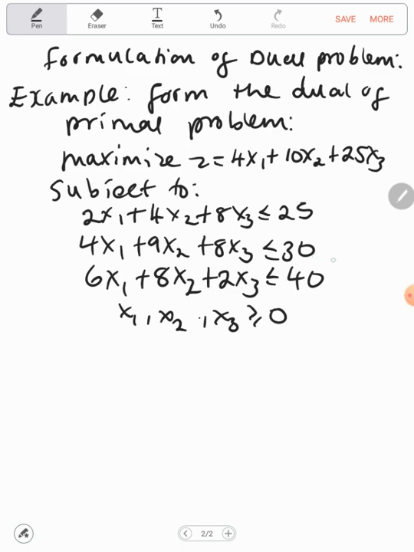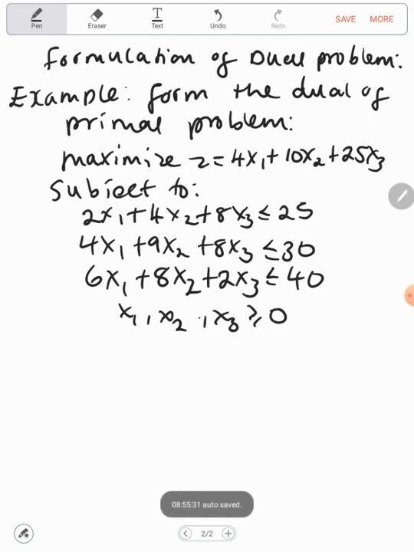Now, when you want to formulate these problems, first of all, you have to know the number of variables in the primal and in the dual problem. So the number of variables in the dual problem will be equal to the number of constraints in the primal problem. That is when you are formulating the objective function. And then for the constraints, the number of constraints in the dual problem will be equal to the number of variables in the primal problem. So let's take a look at what we have.